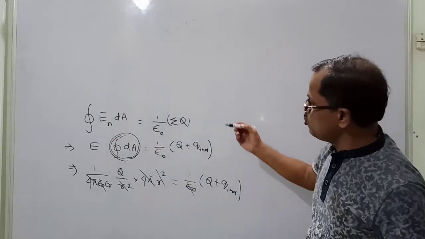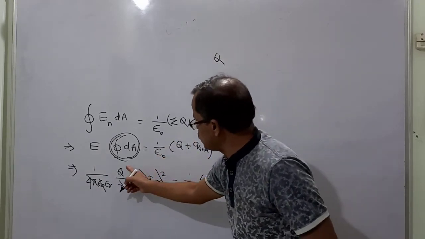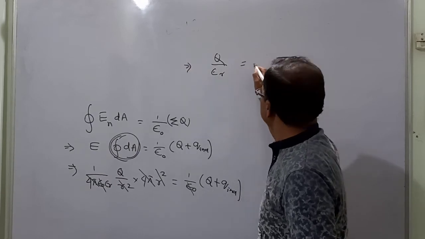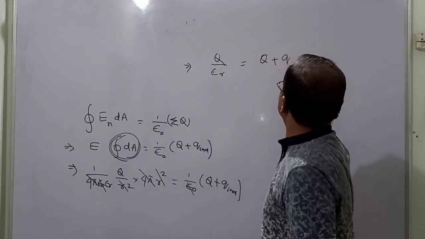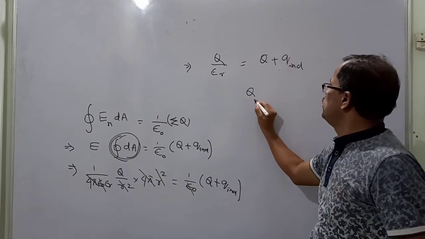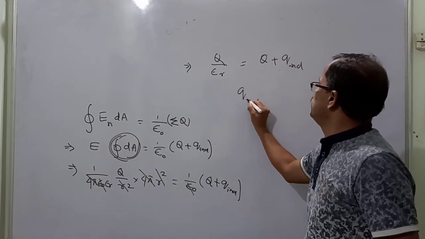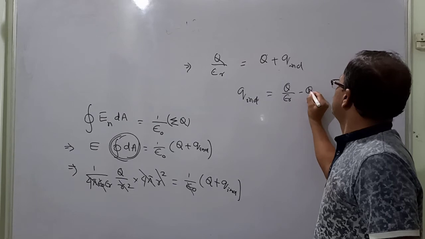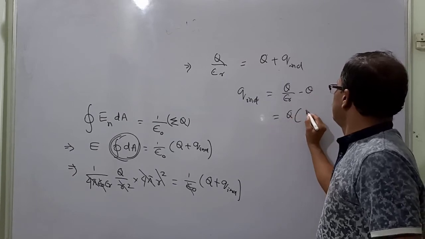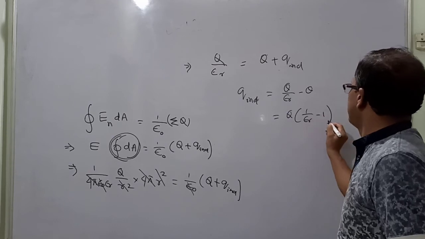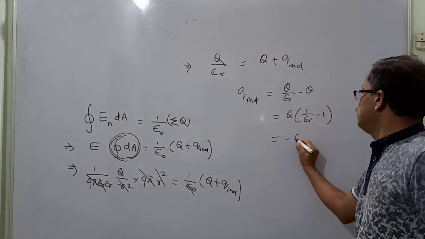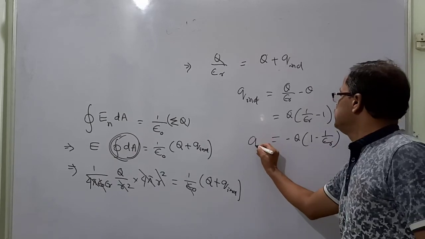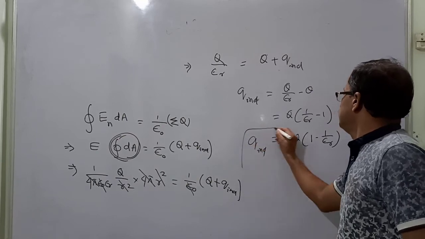After that calculation, the left side is Q divided by epsilon r. The right side is Q plus Q induced. What is the value of Q induced? Q induced is equal to Q by epsilon r minus Q, that is Q times (1 by epsilon r minus 1). Since epsilon r is more than 1, that is equal to minus Q times (1 minus 1 by epsilon r), the induced charge in a dielectric.